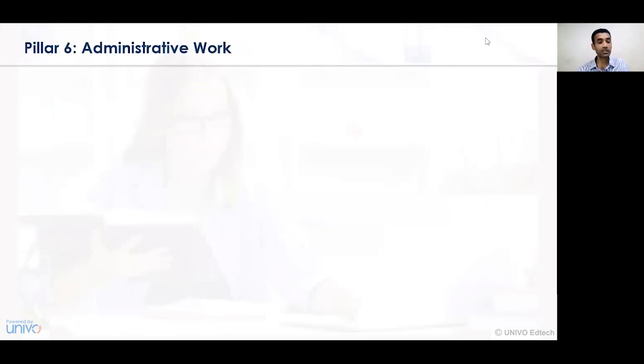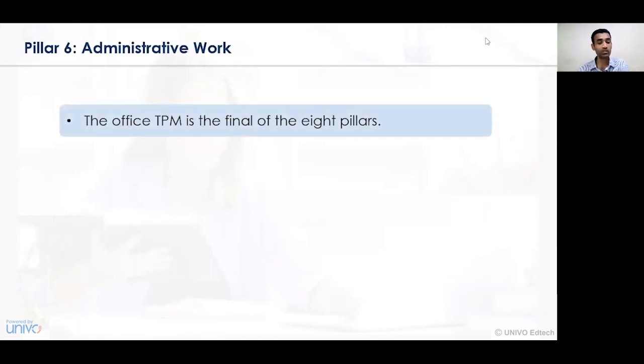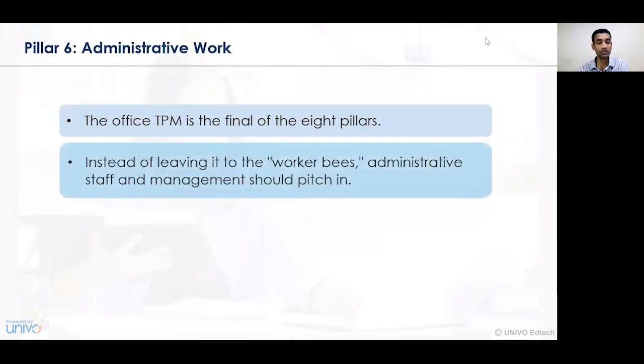The sixth pillar of TPM is the concept of administrative work. The office administration work is the final of the pillars, which focuses on how we control the people in the organization, the processes and the documentation. Instead of leaving it to the workers, the administrative staff and management should be pitched in. So how do we have control over workers, over management, over administrative people, the staff and the management? That is the concept of administrative work, the sixth pillar of TPM.